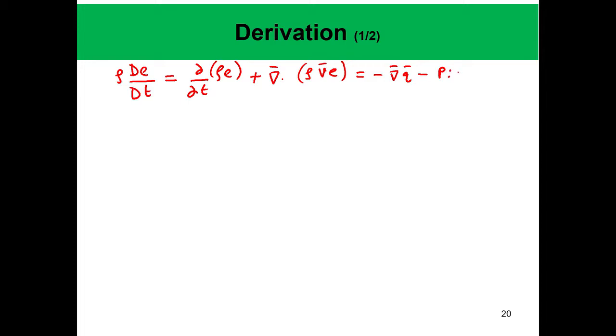minus p, v. This means that the tensor has to be contracted twice, plus this is the diffusion velocity.